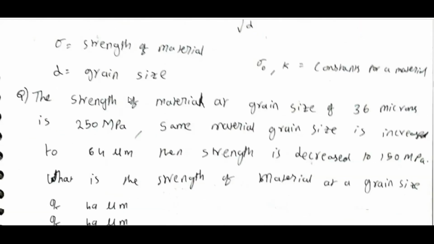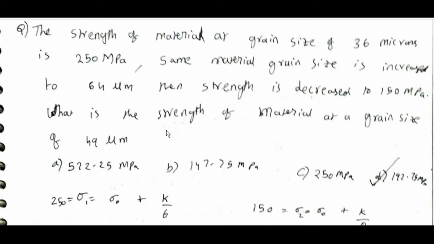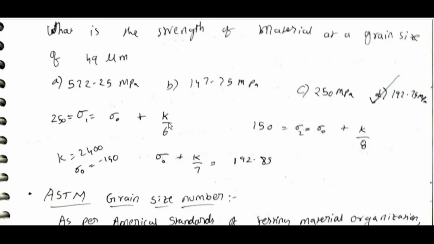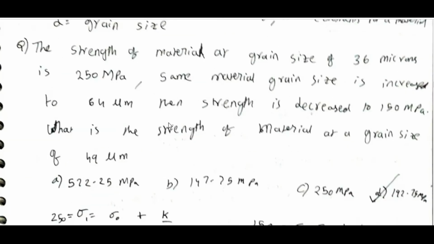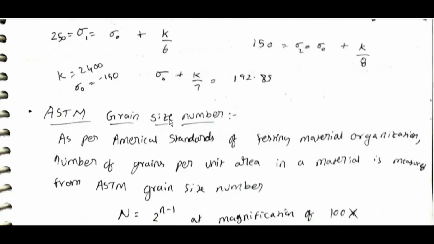The strength of a material at a grain size of 36 microns is 250 megapascal. For the same material, grain size is increased to 64 micrometer, then strength is decreased to 150 megapascal. What is the strength of the material at a grain size of 49 micrometer? Sigma 1 is equal to sigma naught plus k by root d. Everything is given, just substitute values.